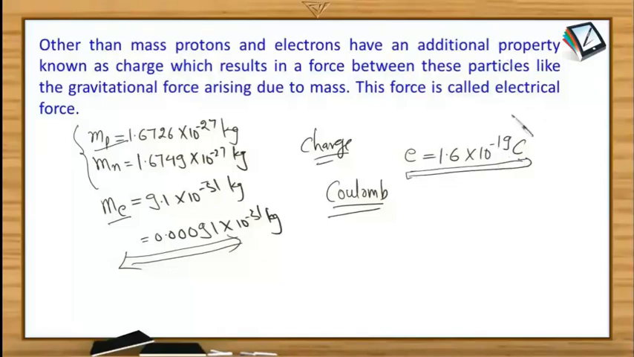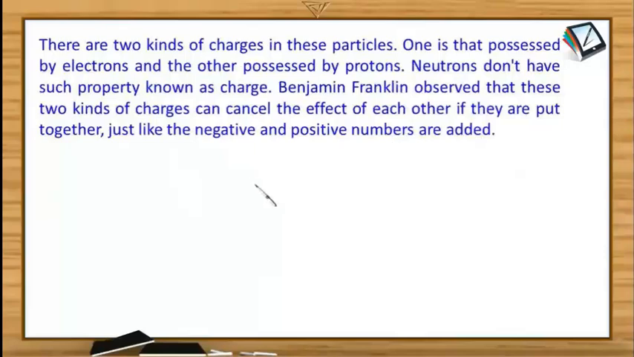So as the mass gives rise to gravitational force, this property of charge gives rise to electrical force between the objects. And there are two kinds of charges on these particles. One is that possessed by the electrons, and the other is possessed by the protons. Neutrons don't have such a property known as the charge. Once Benjamin Franklin observed that these two kinds of charges have a tendency to cancel the effect of each other.